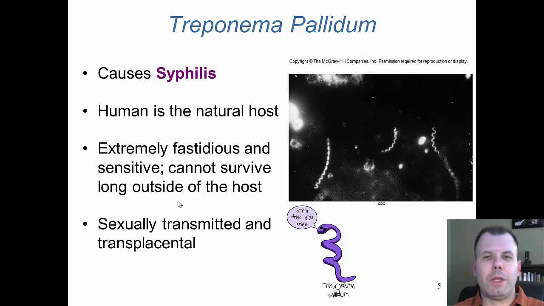It's sexually transmitted, and it can cross the placenta, so moms can pass it on to babies as well. Also, we see this at delivery, where the mom can pass it, and that's one of the reasons why you give eye drops to babies when they are being born, so they don't risk getting syphilis in the eyes or anything at that time.